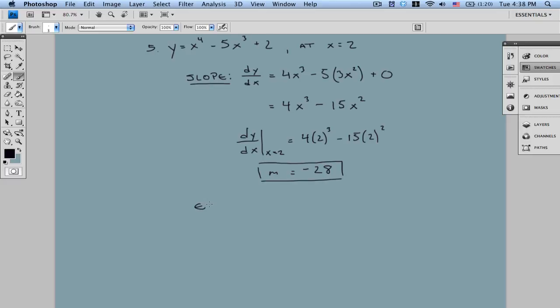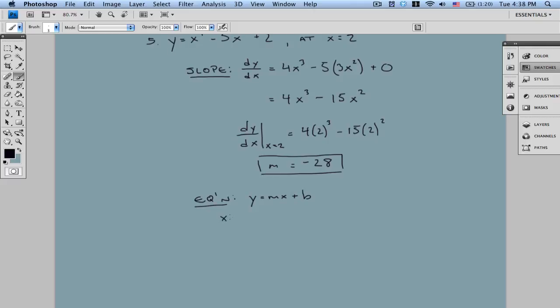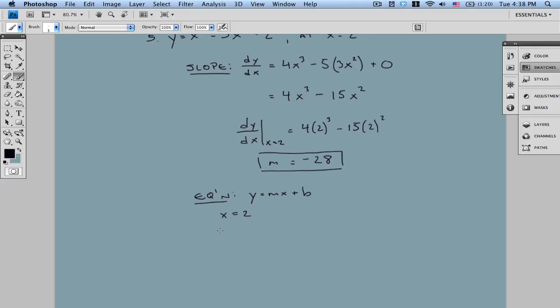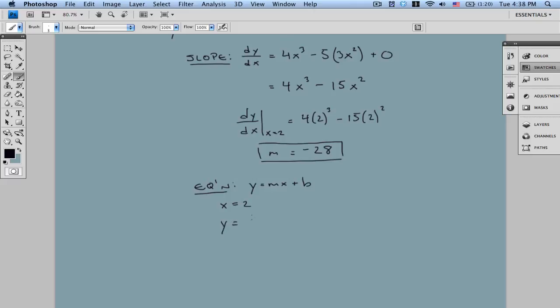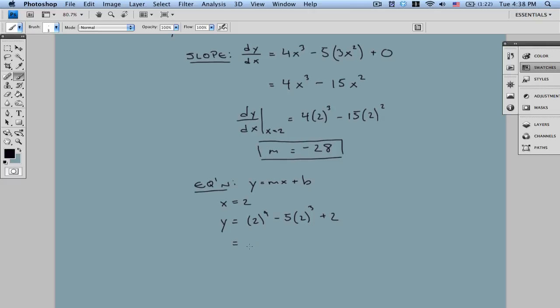Now we can find the equation of the line if we just have one point, right? Because we want something of the form y equals mx plus b, and we have our m. We just need an x and a y value to plug in, and that'll give us b. The x value is already given, x equals 2. So let's find the y value. The y value is going to come from plugging 2 into the original function. So we've got 2 to the fourth in this case, minus 5 times 2 cubed, plus 2. So you do that arithmetic out and you get negative 22.